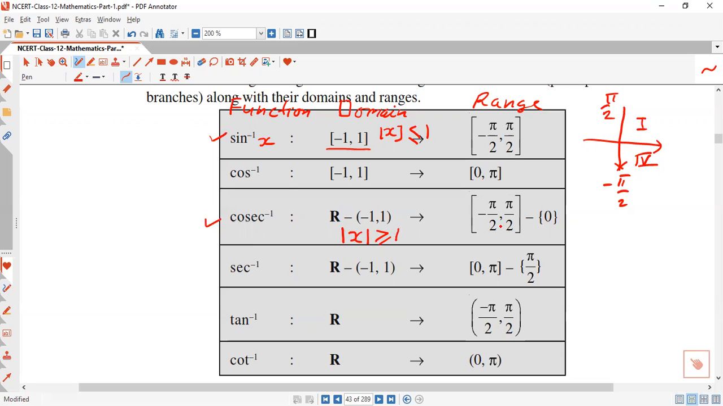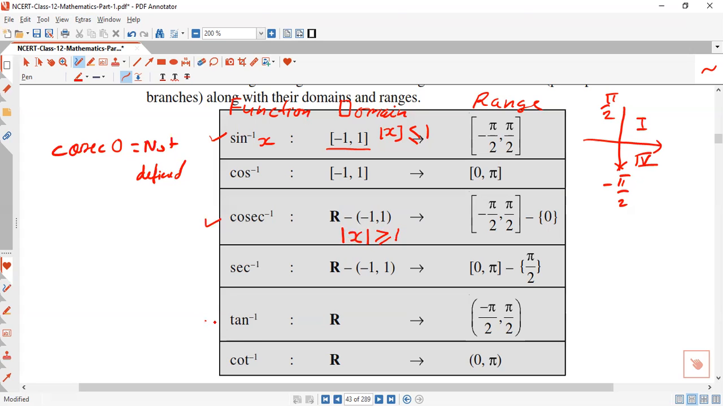The range lies in the same minus pi by 2 to plus pi by 2, but 0 is not included because cosec 0 is not defined. You know that the value of cosec 0 is not defined, so this angle will not come into the picture. Again, the angle lies in the first and fourth quadrant, but 0 is not allowed because cosec 0 is not defined.